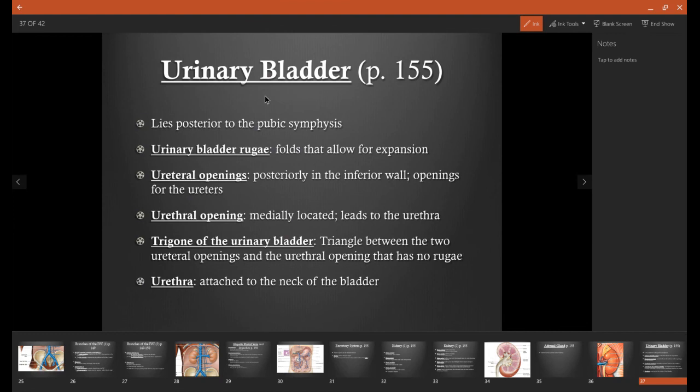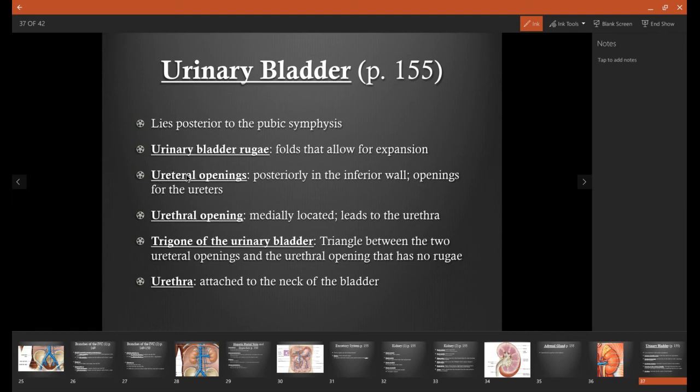The urinary bladder is just posterior to the pubic symphysis, and this is going to be storing the urine. We also have urinary bladder rugae, which are folds in the bladder itself on the inside that just allow the bladder to expand.